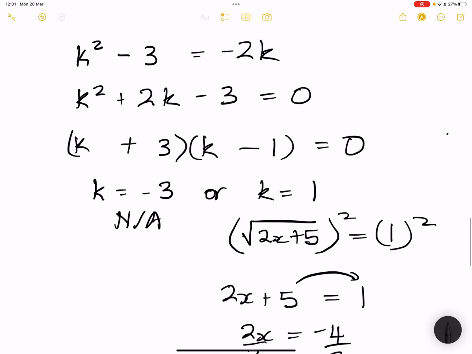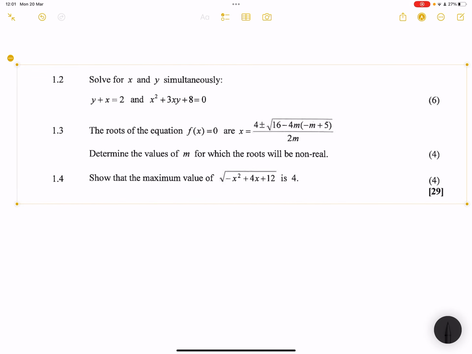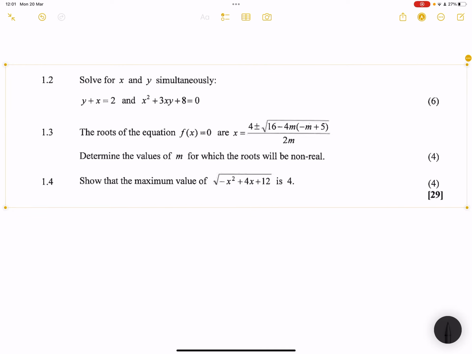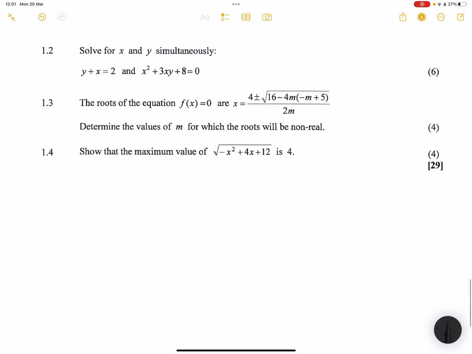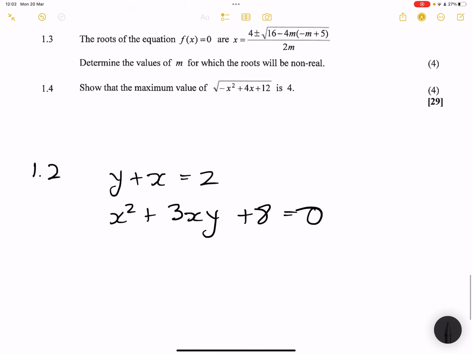Right, so let's go on to the next portion. So now we are looking into solving for x simultaneously, right? So they say solve for x simultaneously. So let's do that very quickly. So we've got y plus x is equal to 2, as well as x squared plus 3xy plus 8, which is equal to 0. Now, all you simply do, ladies and gents, you call this equation 1, you name this equation 2. So what are we going to do?